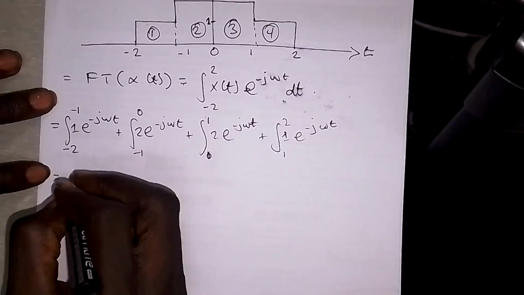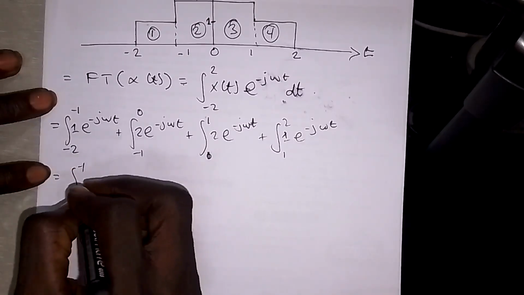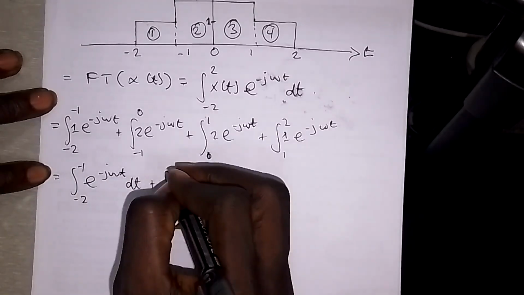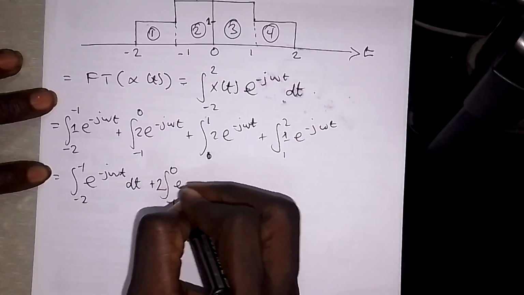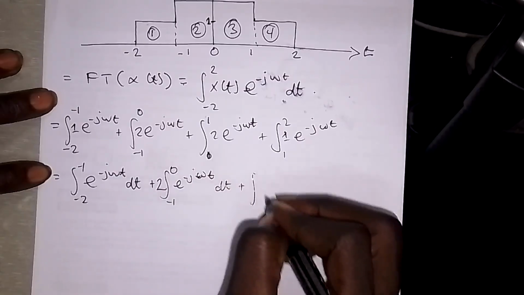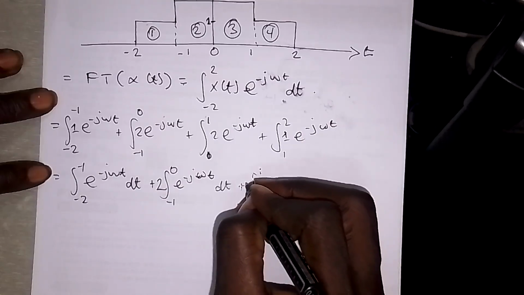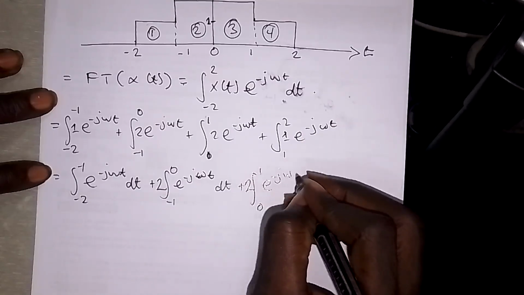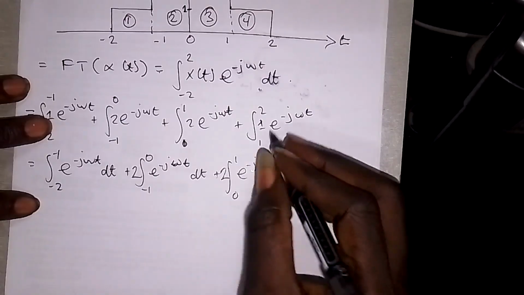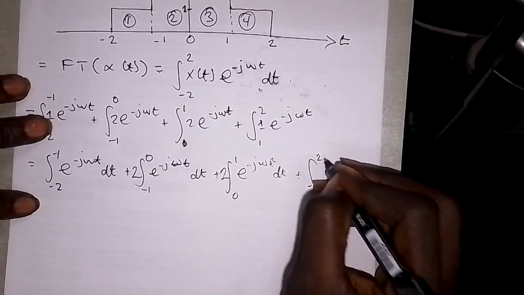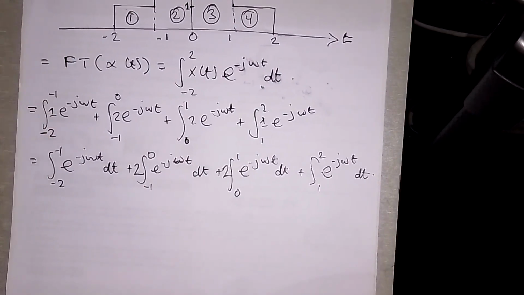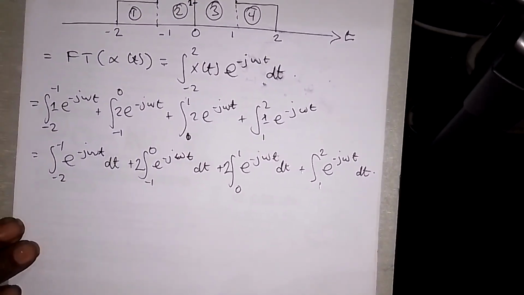So here I can have the integral from -2 to -1 of e exponent minus j omega t dt, plus the integral from -1 to 0 of 2 e exponent minus j omega t dt, plus the integral from 0 to 1 of 2 e exponent minus j omega t dt, plus the integral from 1 to 2, where 1 will not change anything, of e exponent minus j omega t dt. So this is what I'm going to have.